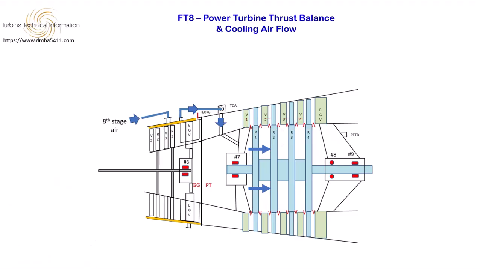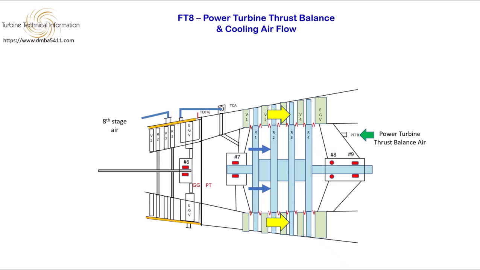As the air flows aft in the direction of the exhaust, it turns the power turbine, extracting energy from the gases. This has the effect of forcing the power turbine rotor aft. The number 8 bearing is an angular contact bearing which is capable of resisting some of this axial force aft, but it must be assisted by the power turbine thrust balance air.